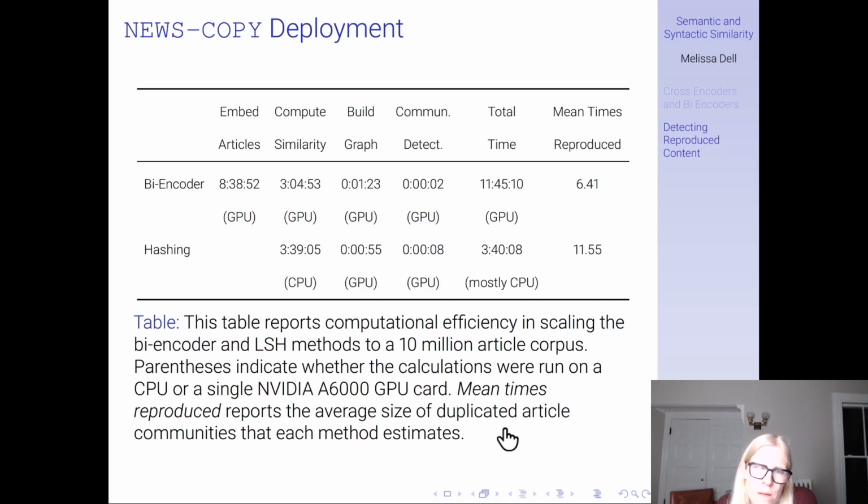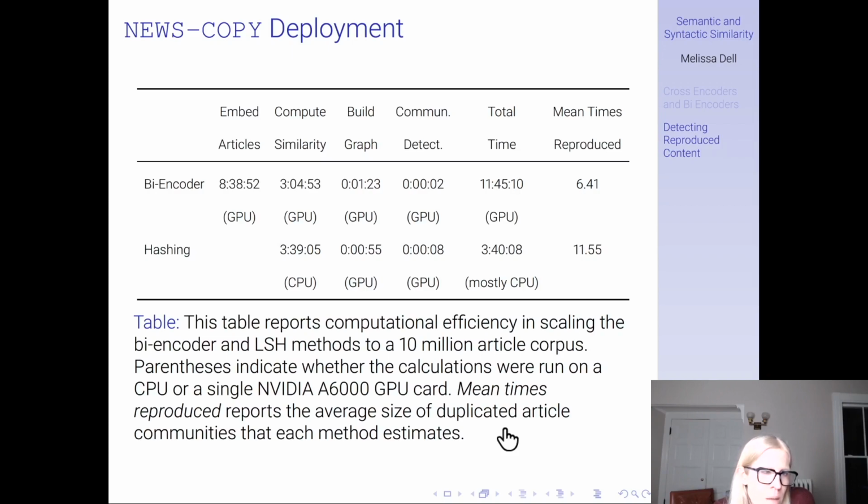Building the graph is essentially trivial. It takes about a minute, and then community detection is completely negligible. So the total time to detect which articles came from the same newswire source in this 10 million article corpus is under 12 hours, again, on a single GPU card.